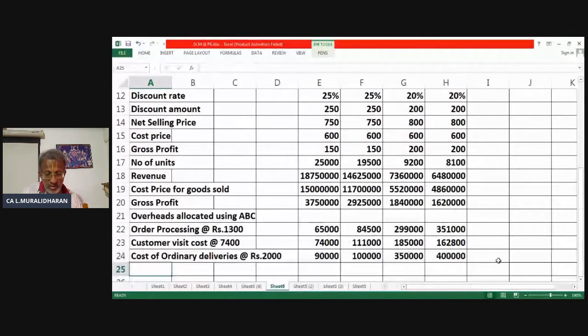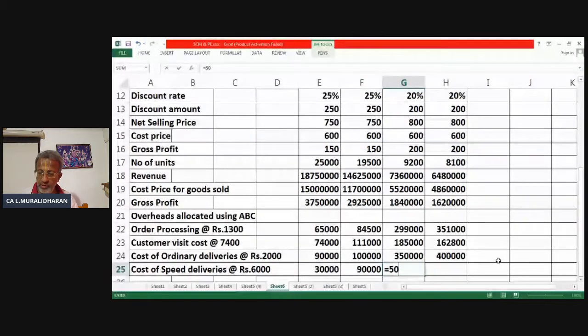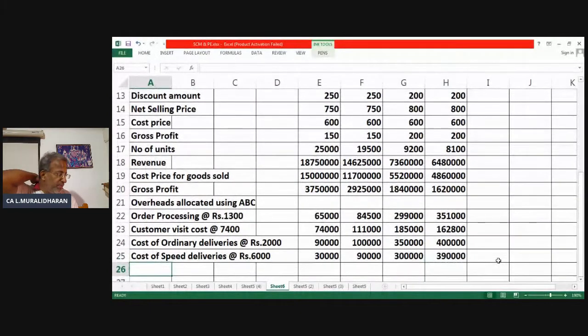Then cost of speed deliveries at the rate of rupees 6,000. 5 into 6,000. 15 into 6,000. 50 into 6,000. 65 into 6,000. So we have taken up all the items of cost.